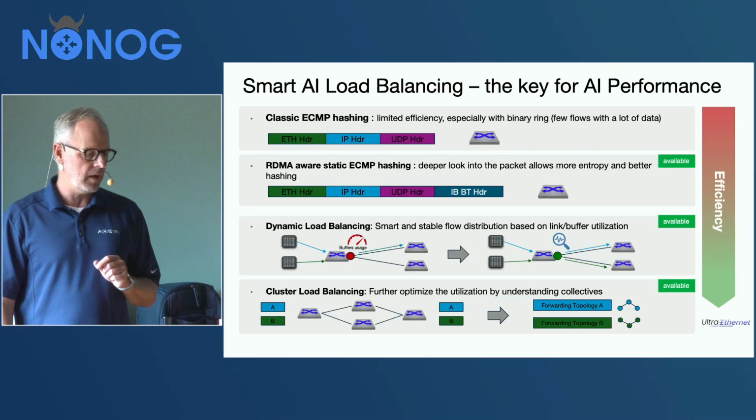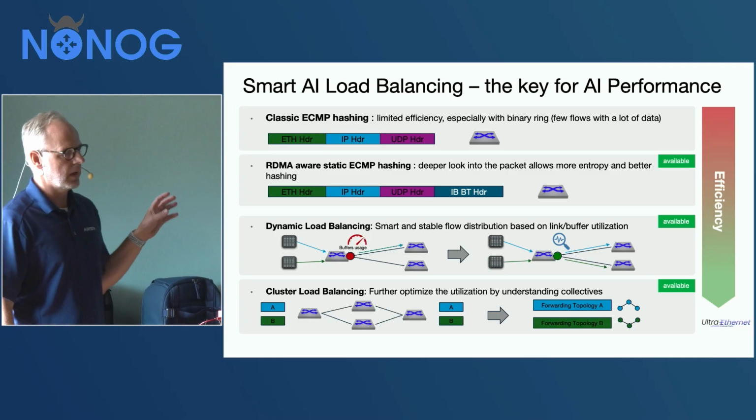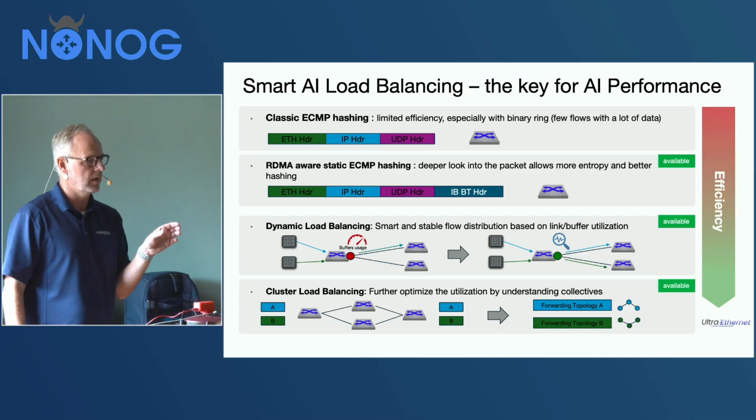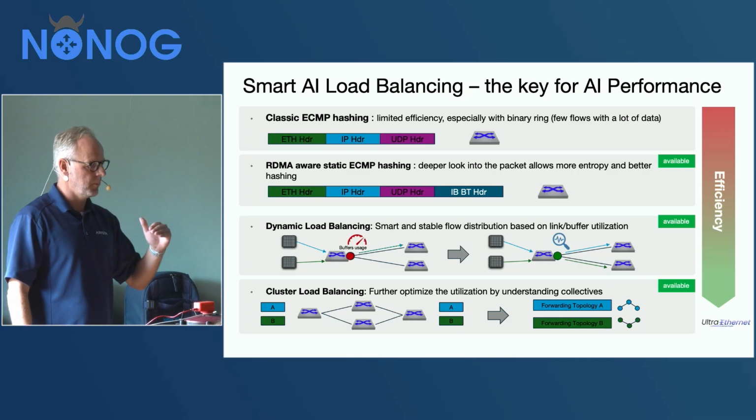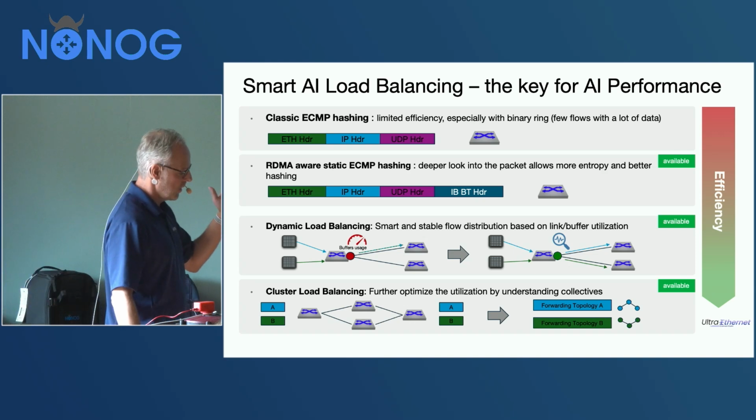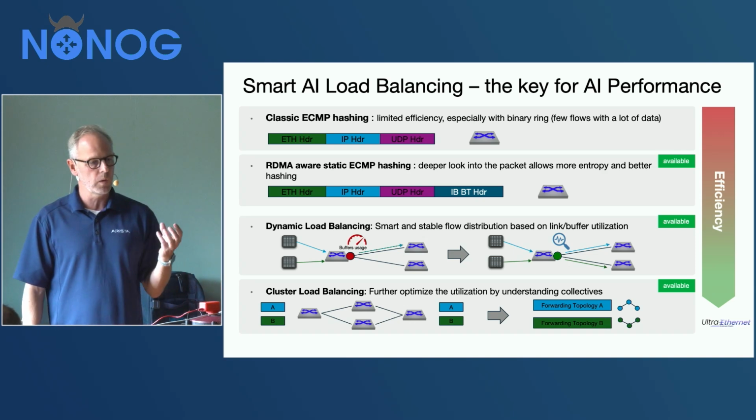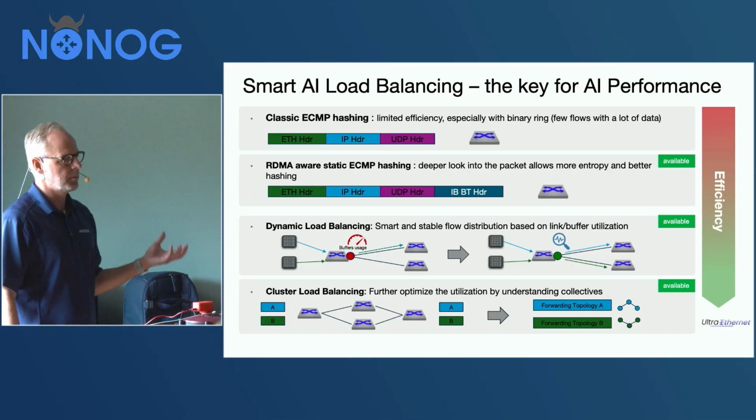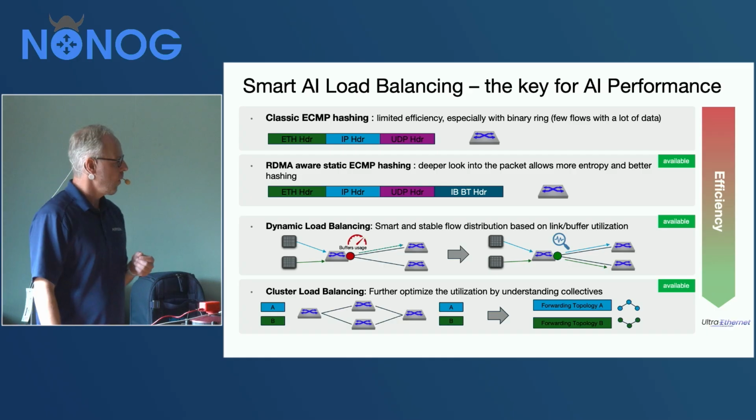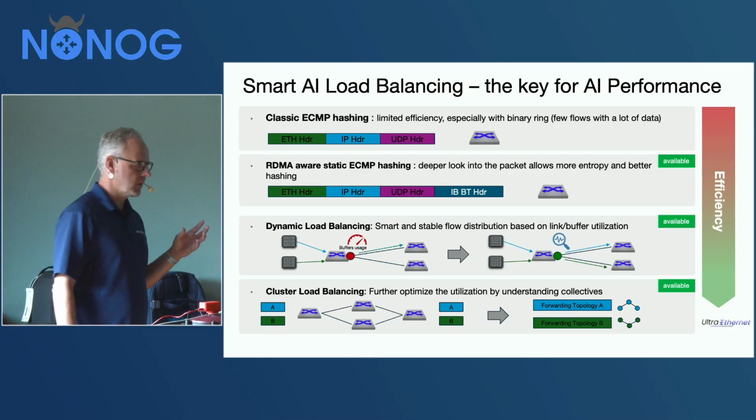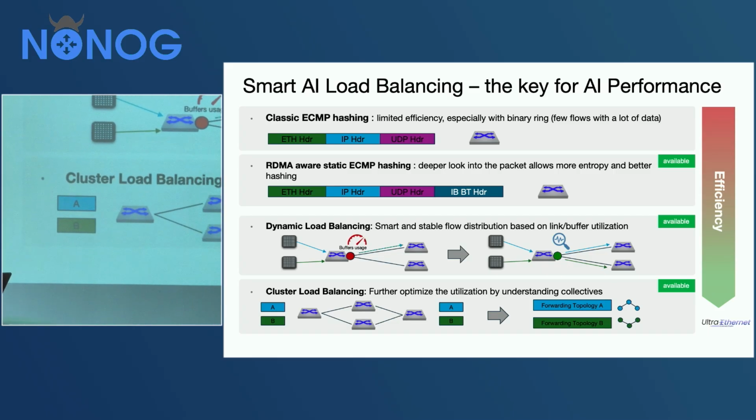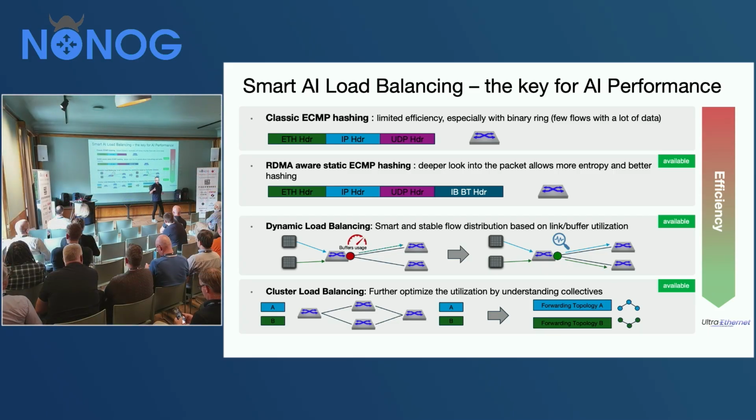What was developed after that is RDMA-aware static hashing. We looked a little bit into the InfiniBand frame to be able to hash it better, but it's still static hashing. It has no awareness of the link utilization or the buffers of the switch. Then we introduced dynamic load balancing, which is much better because we measure the buffers and the link utilization, and can place flows on the lowest utilized links.